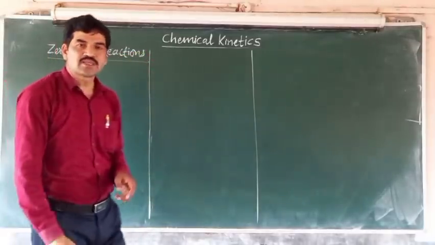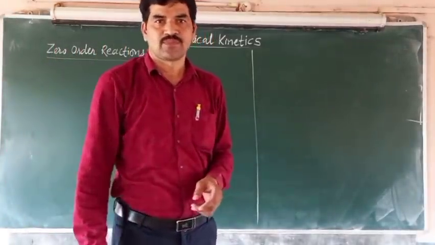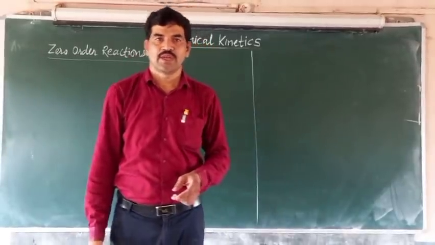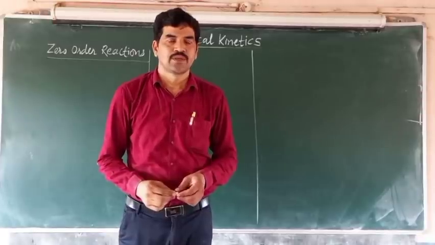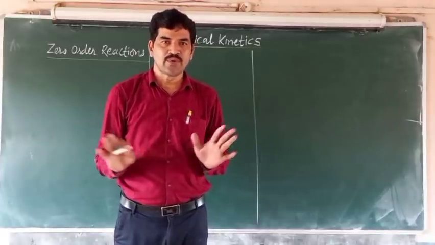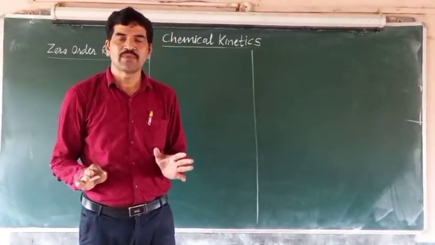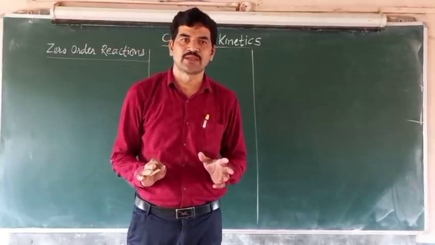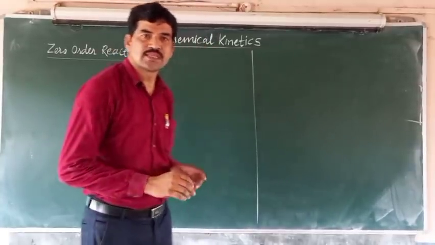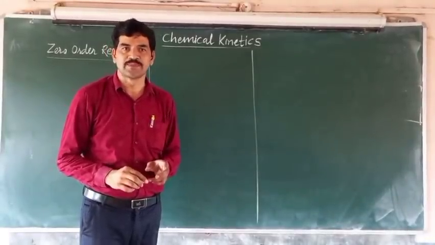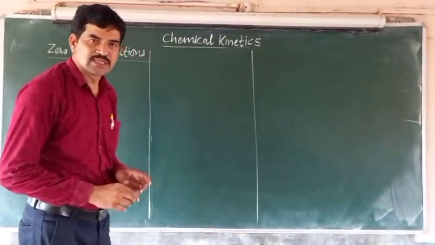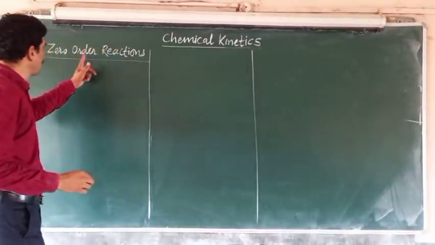Zero order reactions are the reactions whose rate is independent of the concentration of the reactant. The rate of the reaction remains uniform whatever may be the concentration of the reactant, and these reactions proceed with a constant rate or constant speed. Such types of reactions are called zero order reactions.